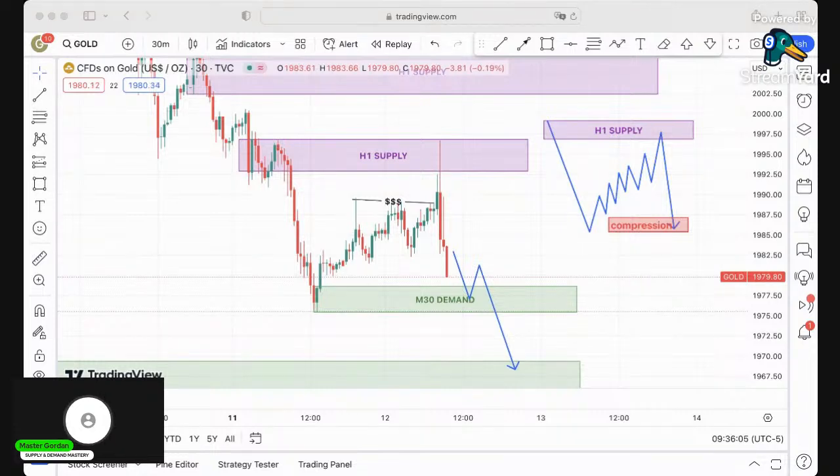Does the engulfing matter when trading the demand? Yes, of course. The engulfing will matter. But you have to see where the location of the engulfing is. It's very important.